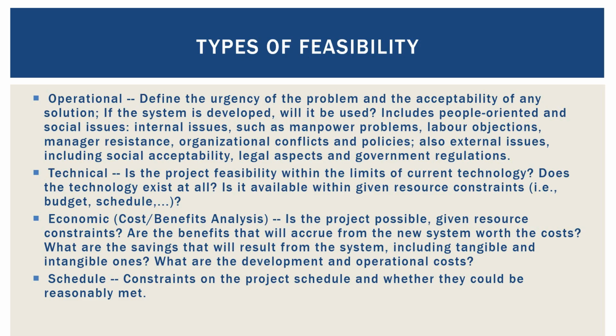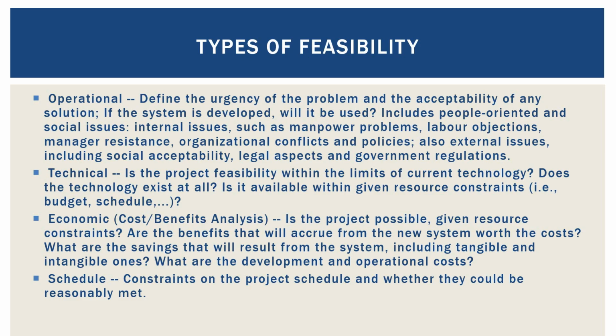Then, in terms of technical, is the project feasible within the limits of current technology? Does the technology exist, or do we have the technology that supports the system or the project that you want to do? Is it available within the given resource constraints, that is the budget and the schedule itself? So technical, obviously, we are looking at the technical availability of the hardware and the software. Then we also look at the technical expertise. Then we also look at the technical feasibility of it being done. That's how we conclude to say this project is technically feasible or not feasible.